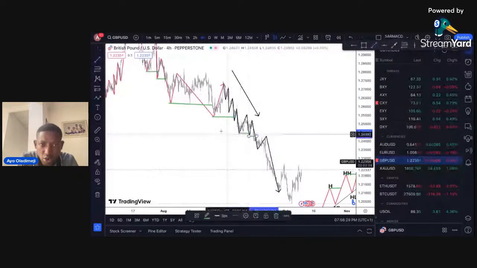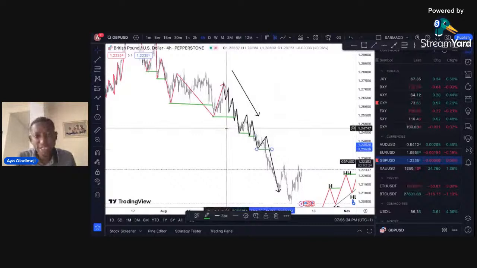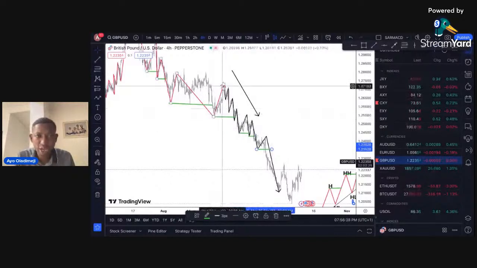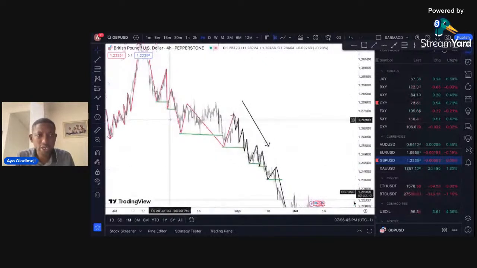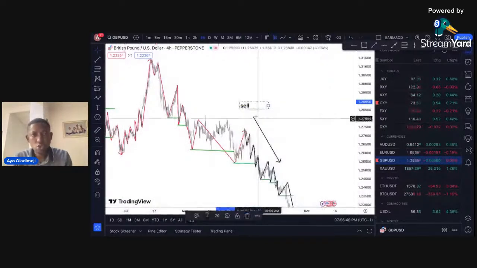Okay, so like I said, for you to trade a downtrend, you have to see that a lower low is broken and price retraces back. So we only sell where we have this kind of setup. These are the kind of places we sell.